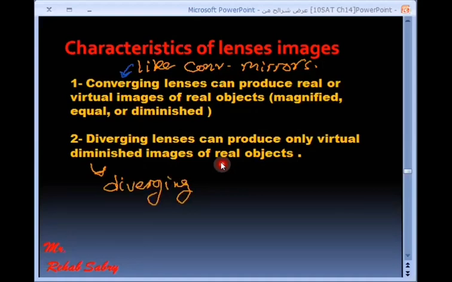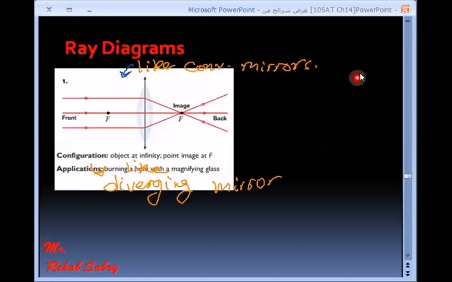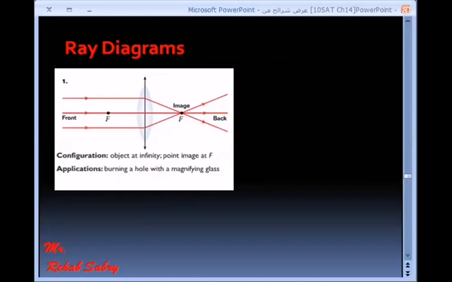Only one case, as we said when we were explaining the diverging mirror. The diverging lens looks like the diverging mirror even in its cases. Well, here let's make it clear.